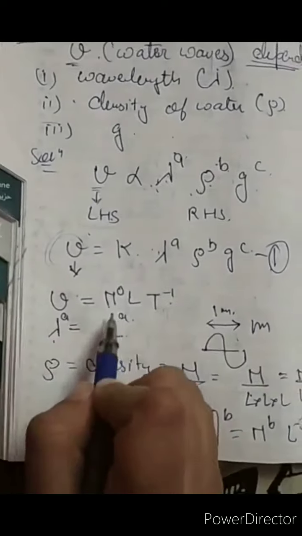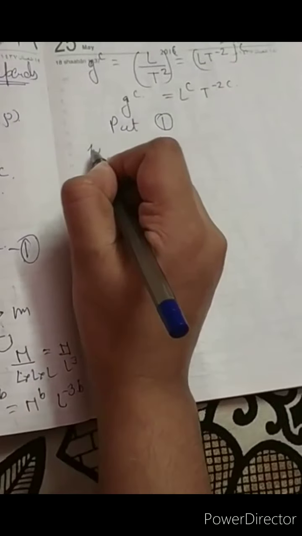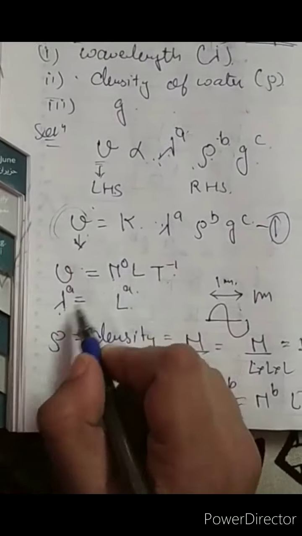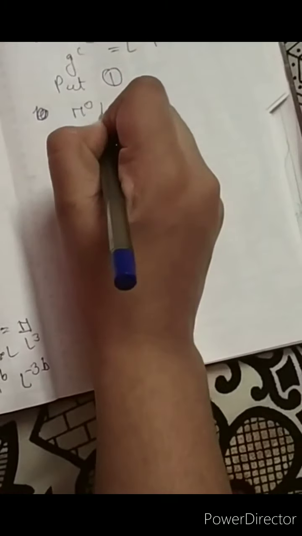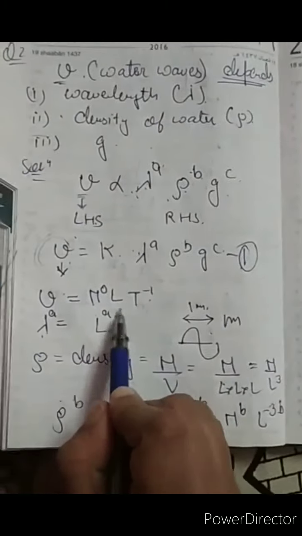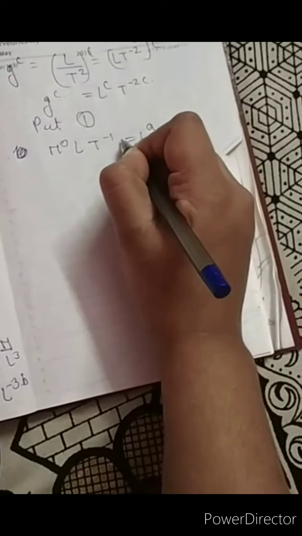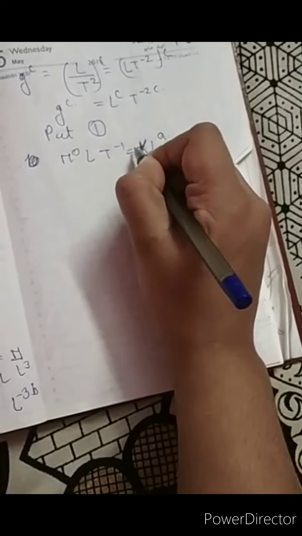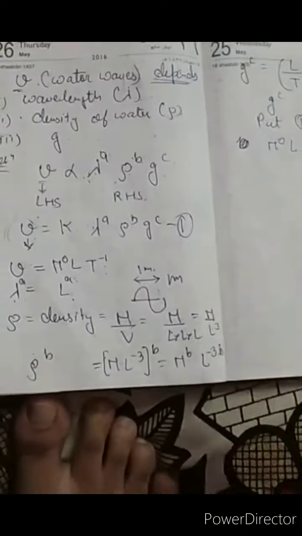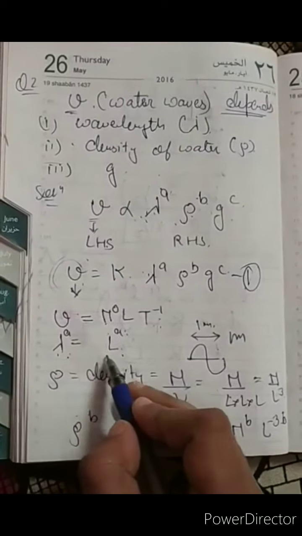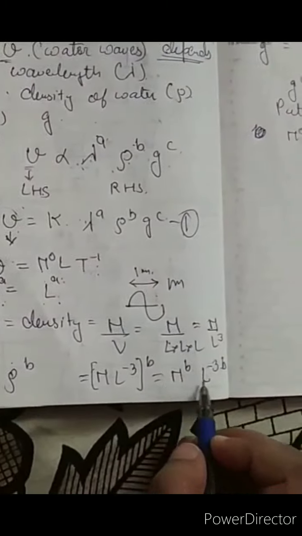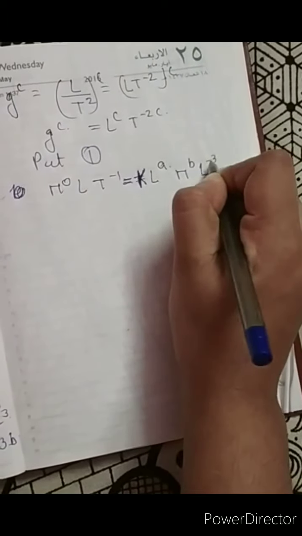What is V? I can write V in MLT form as M0 L T minus 1. What about lambda? Lambda can be written as L to the power A. Students, here's K, which is the proportionality constant. Don't remove this because you don't know the proportionality factor. Fine. Lambda is L to the power A, and rho can be written as M to the power B and L to the power minus 3B.